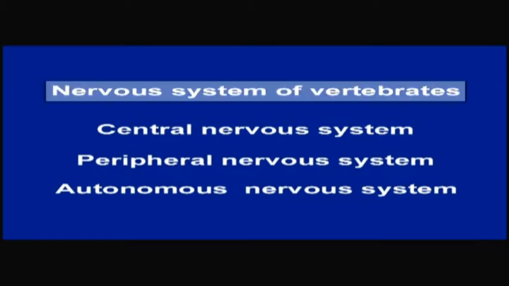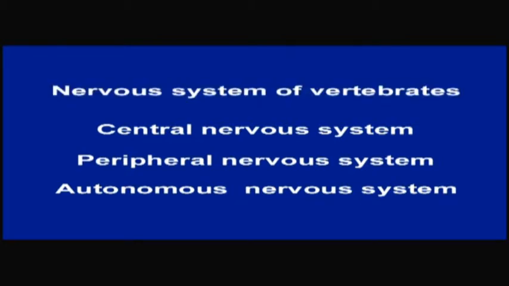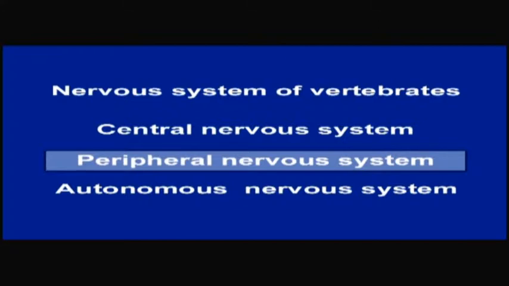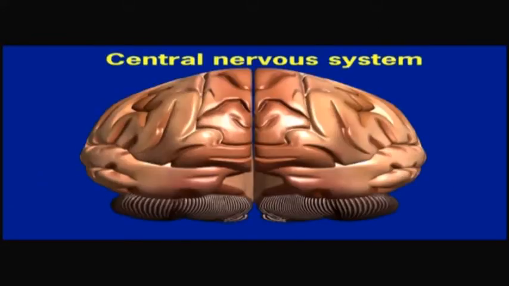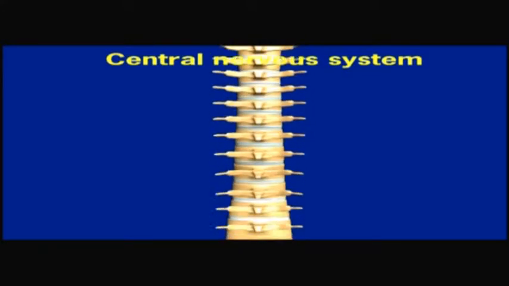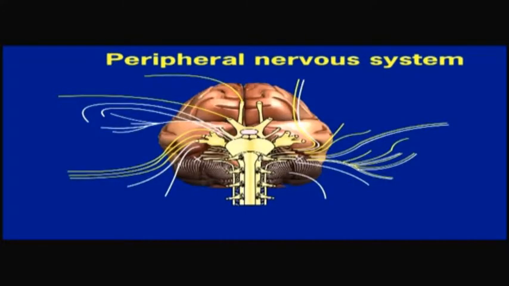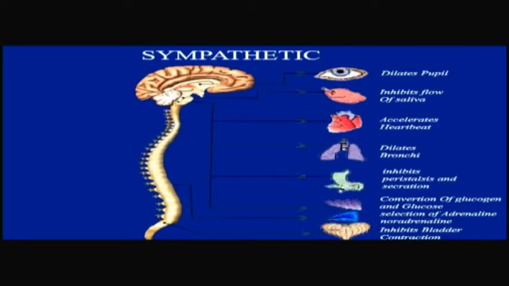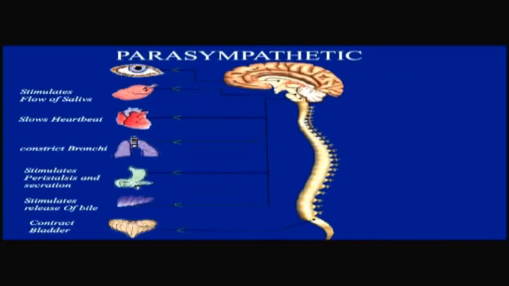The nervous system of vertebrates is divided into the central nervous system, peripheral nervous system and autonomous nervous system. The central nervous system has brain and spinal cord as its components. The peripheral nervous system comprises cranial and spinal nerves which arise from brain and spinal cord. Autonomous nervous system comprises sympathetic and parasympathetic nervous system.